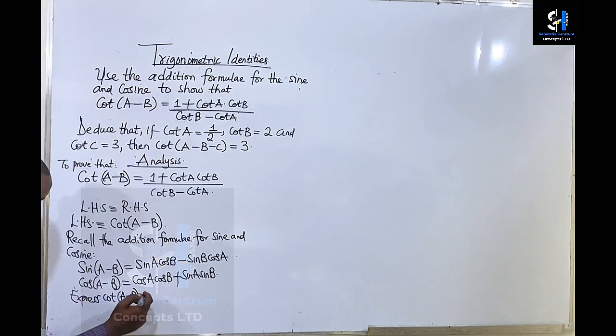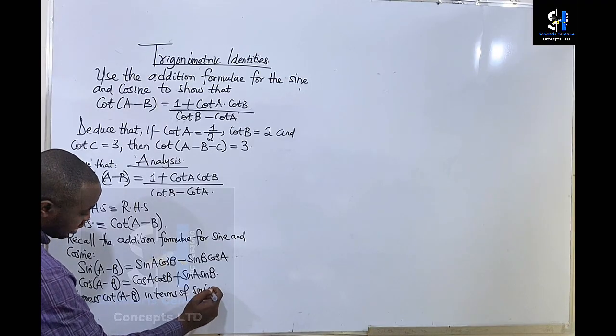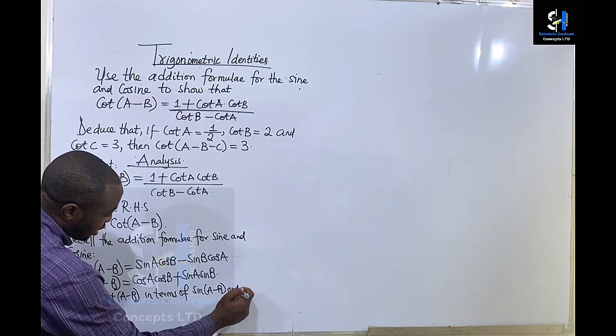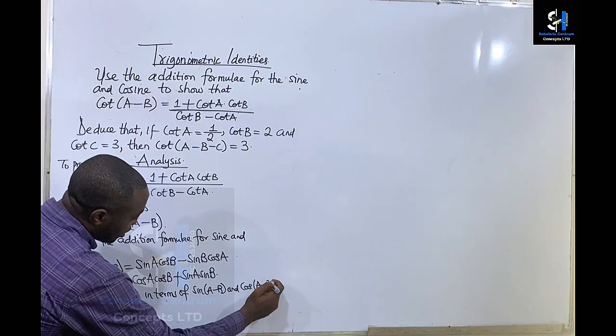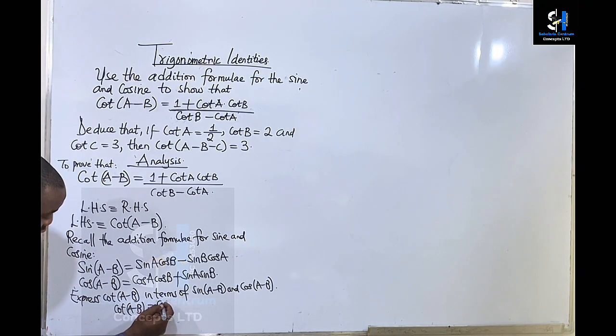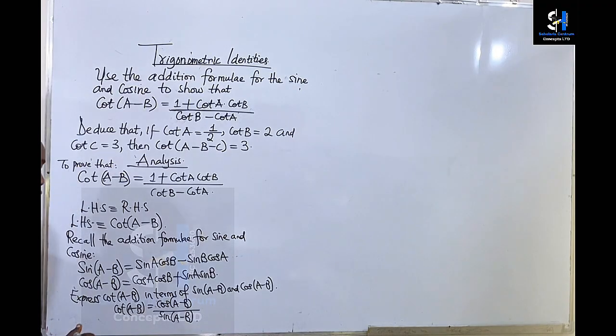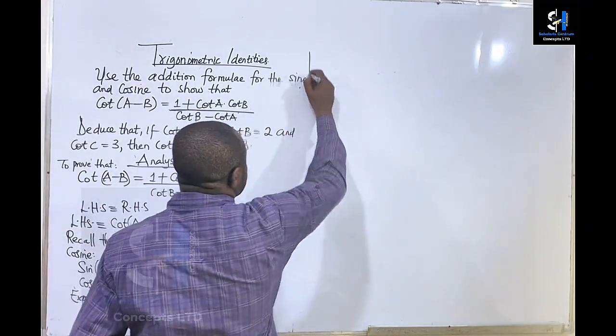Now we can express cot of a difference between A and B in terms of the sine and the cosine of a difference between A and B. So cot(A minus B) equals cos(A minus B) over sin(A minus B). Now we can substitute the identities for sin(A minus B) and cos(A minus B) into this expression. That will be the next step.